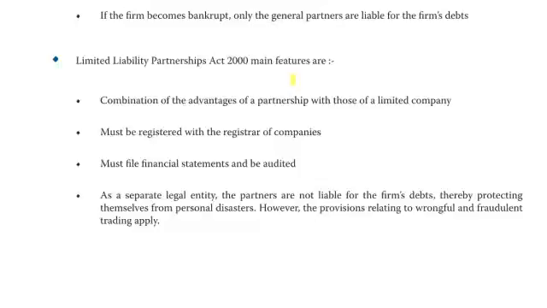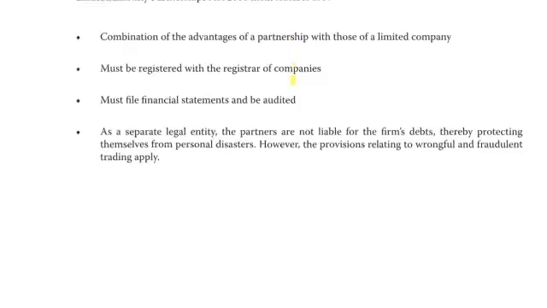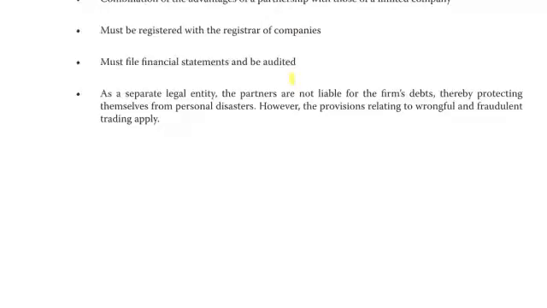However, provisions relating to wrongful and fraudulent trading, which we came across in company law, they do apply, and in the event that a partner may be found to be guilty of allowing wrongful or committing fraudulent activity, then the court may determine personal liability in such amounts as the court may see fit. And that brings about the end of partnership.